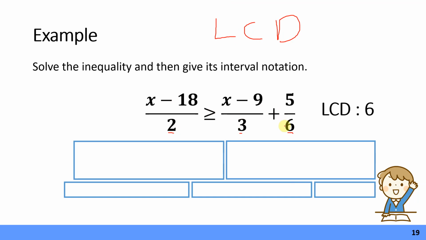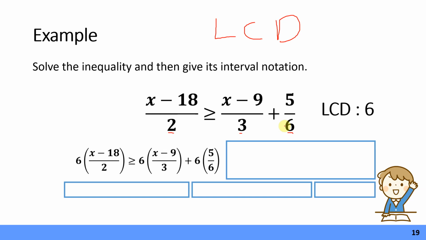So now what in the world do we do? Once you find your LCD, you're going to multiply every single thing by 6. I know this looks scary, but don't freak out. So I multiply this by 6. I multiply this by 6. And I multiply this right here by 6. And again, I already showed you how to do this earlier.